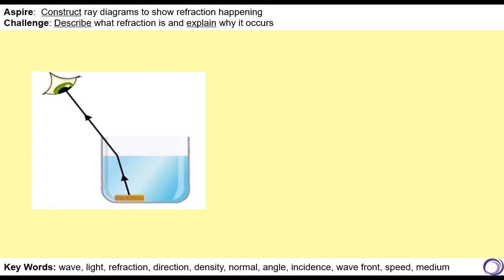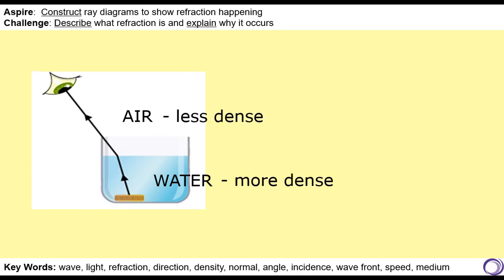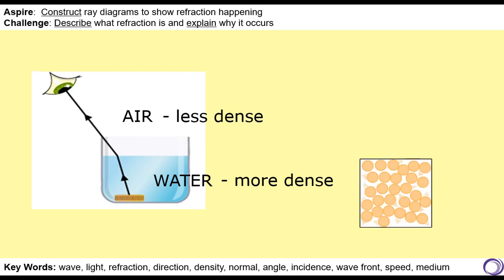The reason why this happens is because there is a difference in density between the water in the beaker and the air. So water is more dense and the air is less dense than the water. Now remember, when I talk about density, I'm talking about how packed together the particles are in a given volume. So this could be a way to represent the density of water. All the water particles are tightly packed together in that volume. The air is less dense. This means that the particles are more spread out in the same volume.